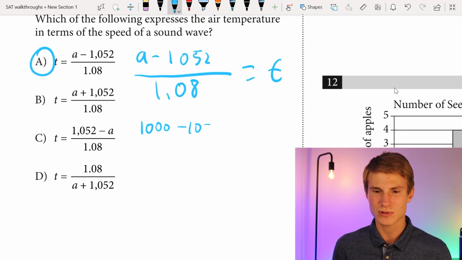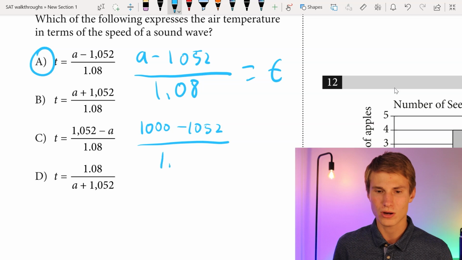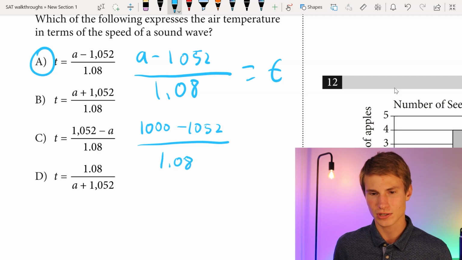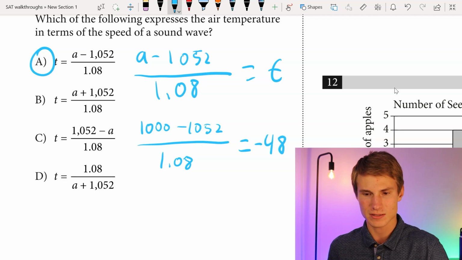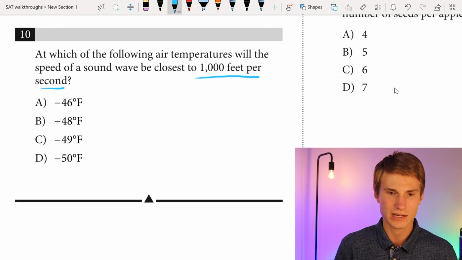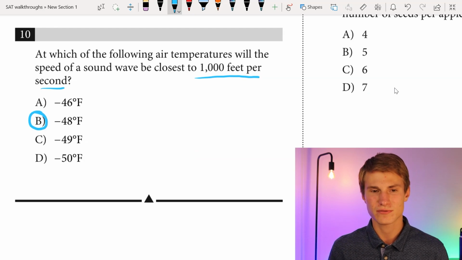So we get 1,000 minus 1,052 all over 1.08, and that's going to give us our temperature. When we plug that into our calculator, that's going to give us negative 52 over 1.08, which will ultimately give us approximately negative 48. So we look at our answer choices. We see negative 48 is answer choice B, so our answer for number 10 will be B.